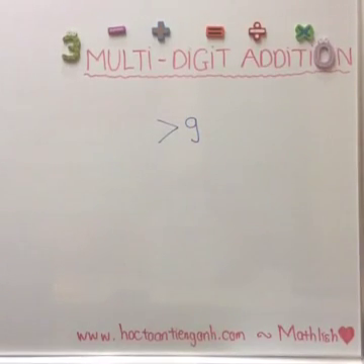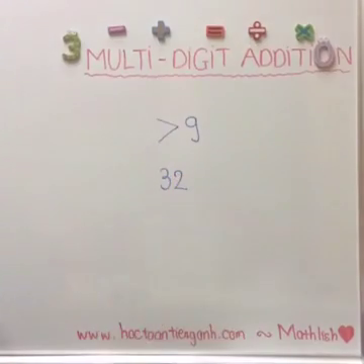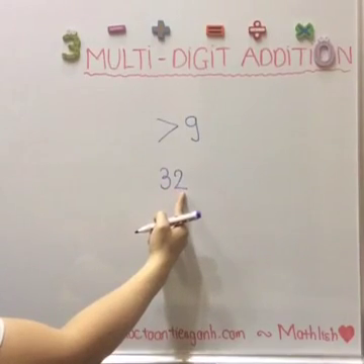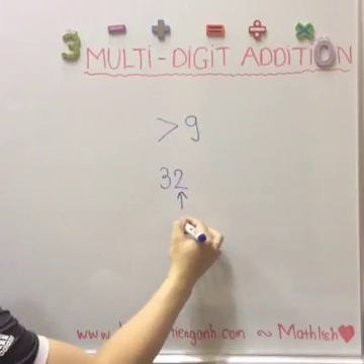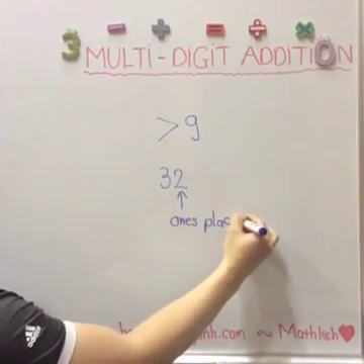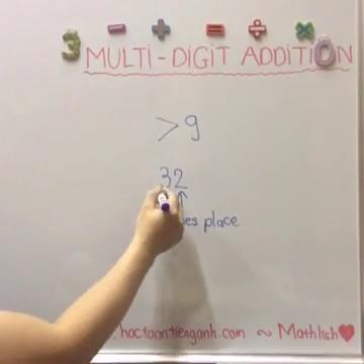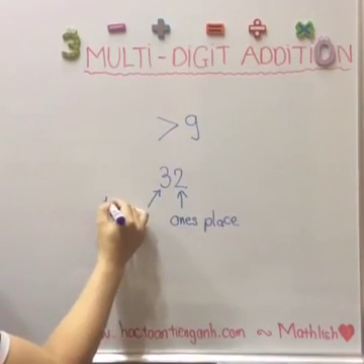Two-digit numbers use two number places, like the number 32. It has a number 2 in the ones place, and the number 3 in the tens place.